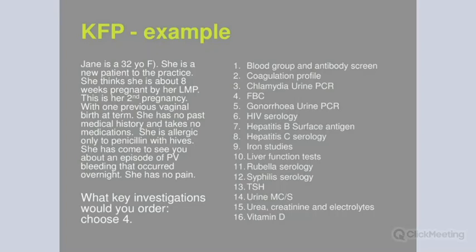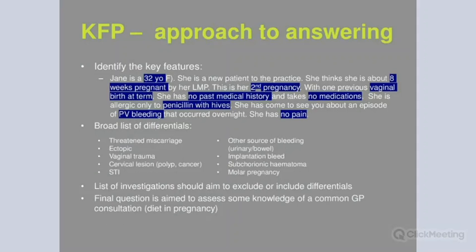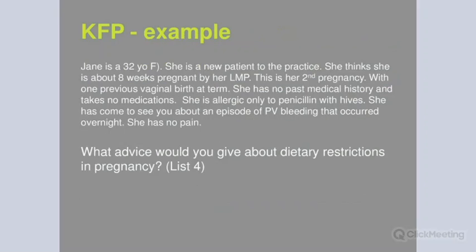And I've purposefully left off the pelvic ultrasound because that's what we all want. But you're going to order some bloods too, so they don't necessarily give you a whole range, but they might as well. And then the last question in there is the question about diet. So what advice would you give about dietary restrictions in pregnancy?